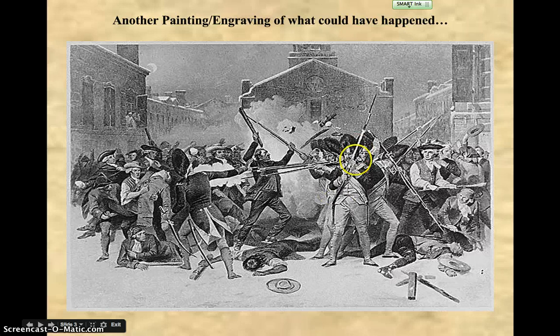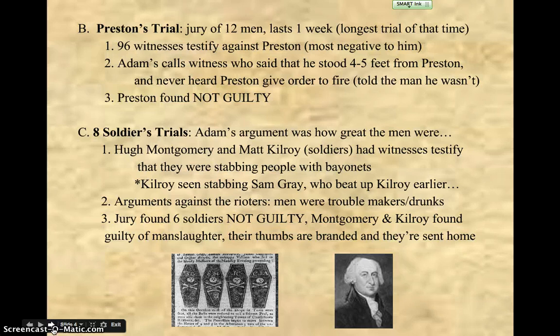All right, so when the trial started, you have the captain's trial first, Captain Preston's. It's the longest trial in the history of the colonies at the time. It lasts over a week. 96 different people testify against the captain, saying that they saw him order the men to fire. That he was the man that told them all to fire their guns and kill these innocent people, and it's his fault.